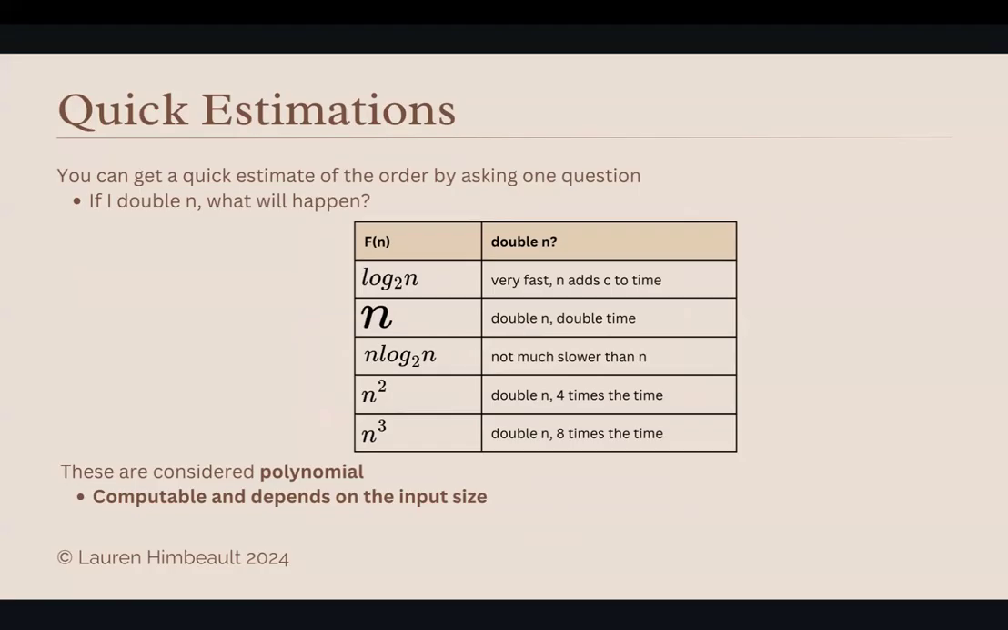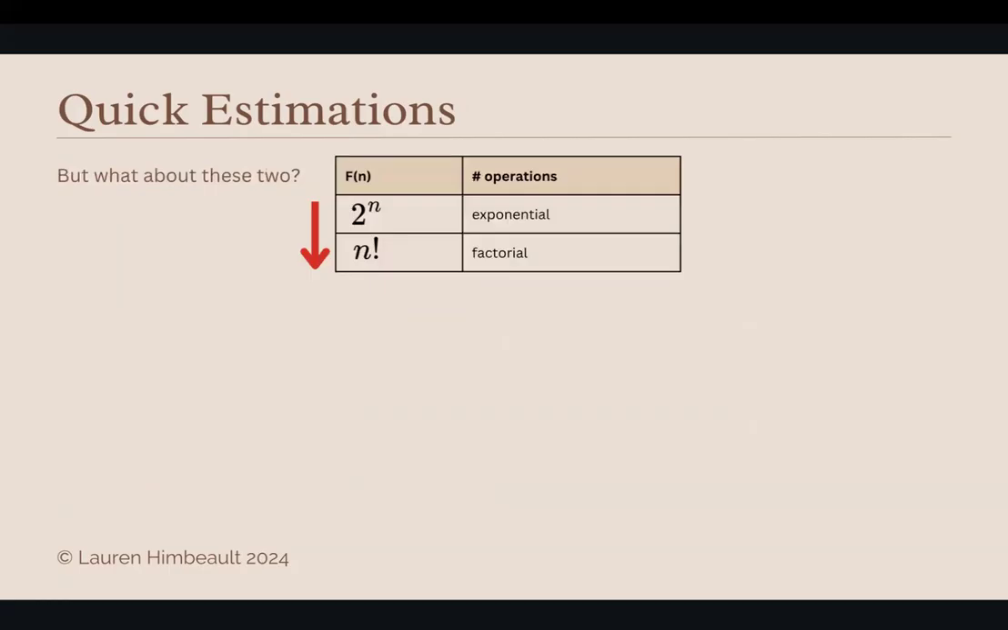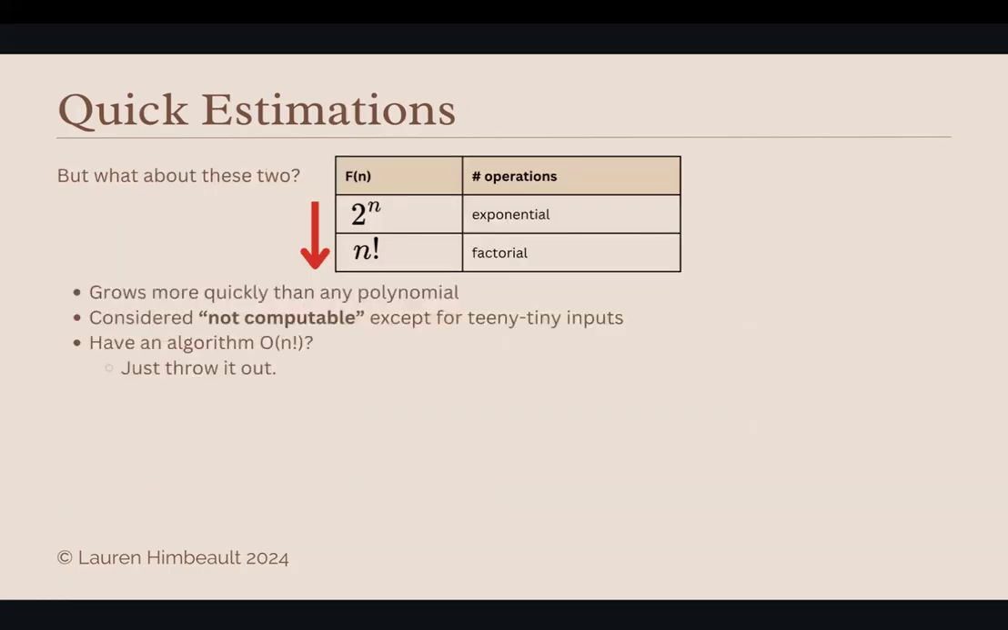Other than big O of a constant value, all the others depend on an input size, but not all the others are necessarily computable, like 2 to the n and n factorial. They basically are saying that as n grows, these become not possible to compute in a human amount of time, whereas these polynomial ones are computable in a human amount of time. Right, so here, these are the last two. These two are not computable unless you have a teeny, teeny, tiny input.